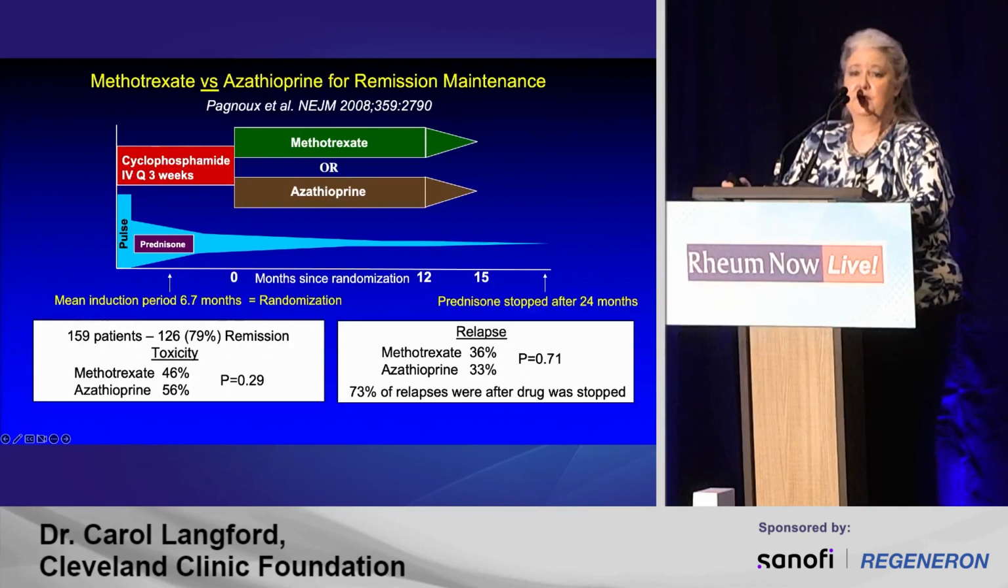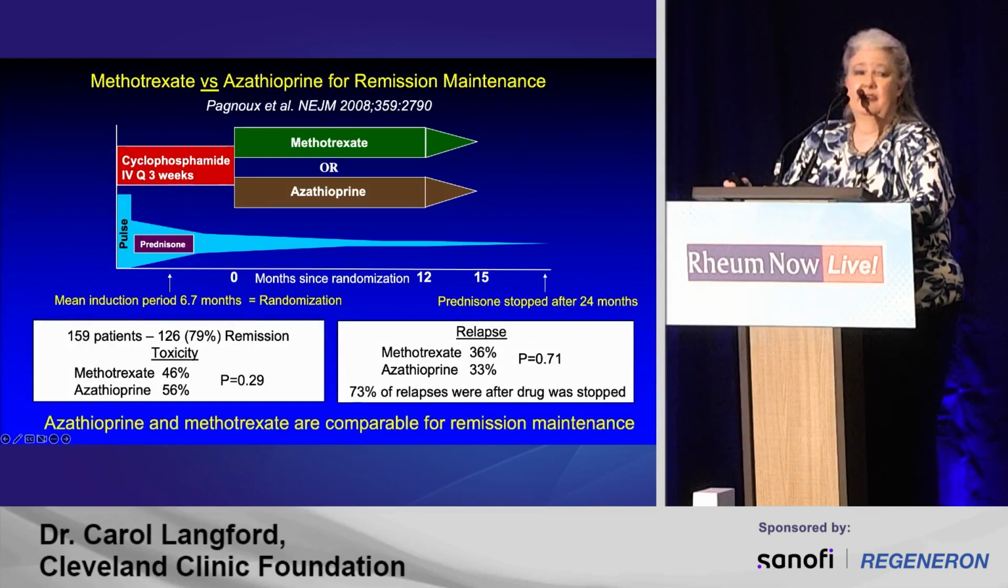Since that time, there have been a number of randomized trials examining different maintenance approaches. In this trial, methotrexate was compared to azathioprine after cyclophosphamide induction and was found to have comparable rates of toxicity and relapse, demonstrating that in patients that were able to take methotrexate, the decision about which of these to use could be made between the patient and their physician.